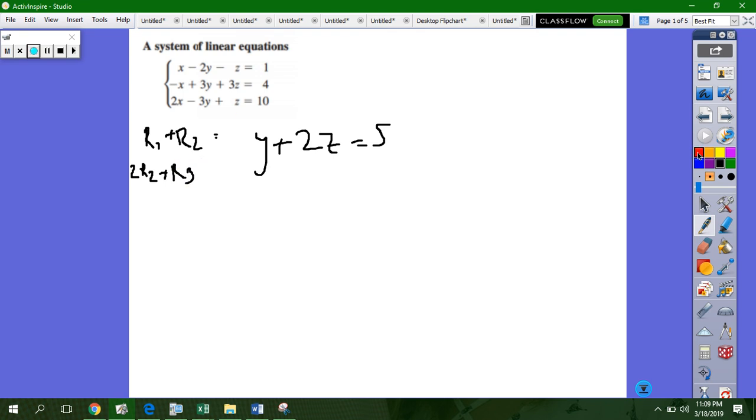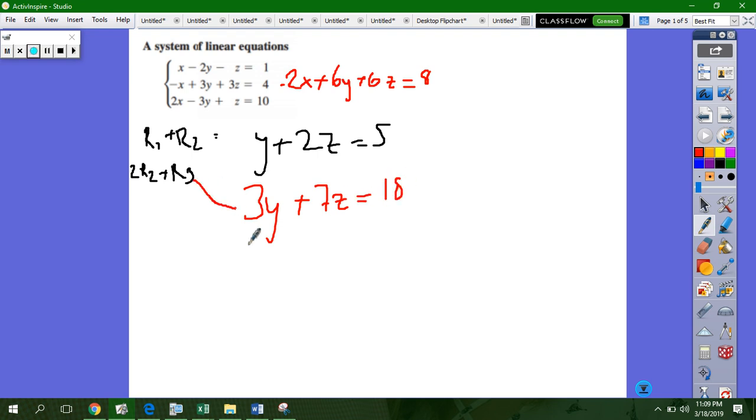Another color really quick. So if I times this really quickly, I get negative 2x plus 6y plus 6z equals 8. When I add that to row 3, I get 3y plus 7z equals 18. Once again, that was 2 times row 2 plus row 3.